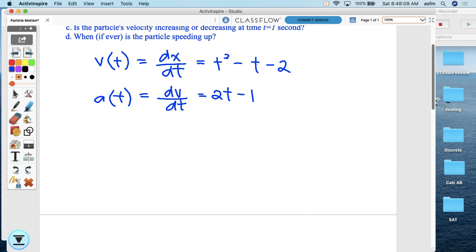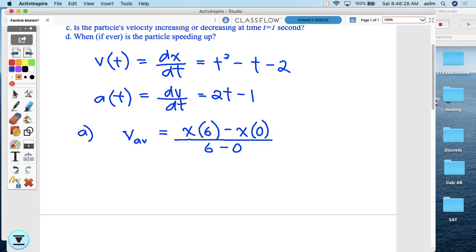So part A is asking for the average velocity, on the interval 0 to 6. And we know the formula is just the change in position, x(6) - x(0), divided by the change in time, 6 - 0. And that's going to come down to (40 - (-2))/6, which is 42/6, which is 7. We're given units in the question, and so we're going to be expected to give units in our answers. So this is 7 meters per second, and that's part A.